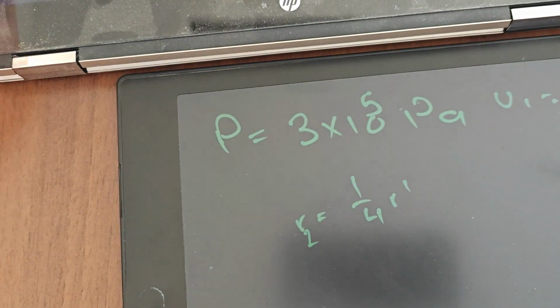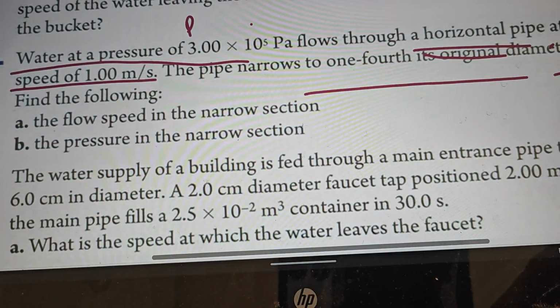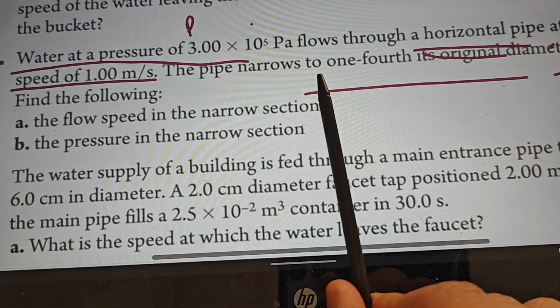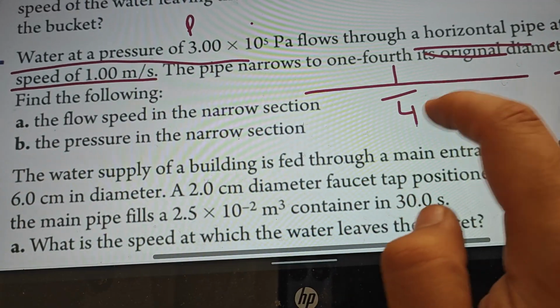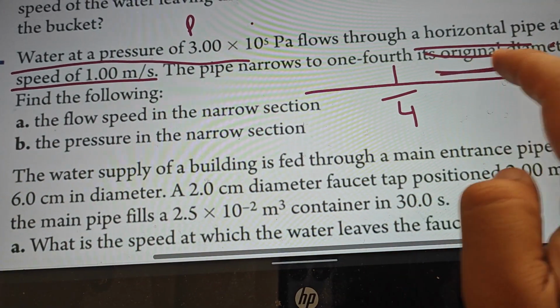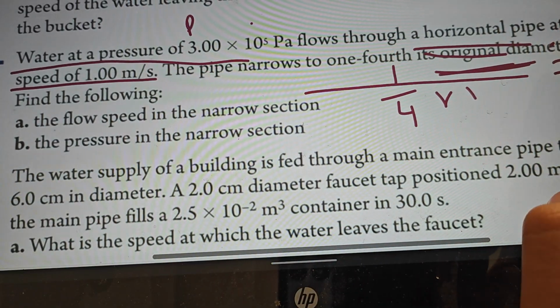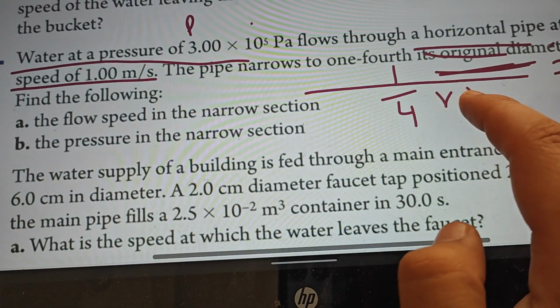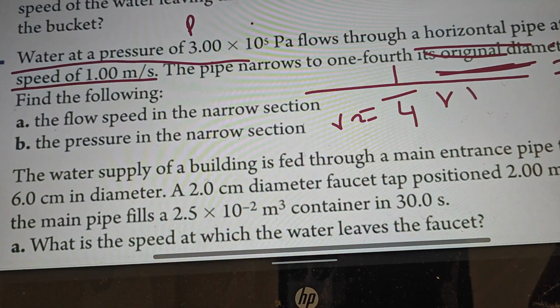In here the question said, just focus with me. The pipe narrows to 1/4 of the original diameter. Original diameter means R1. So if this is 1/4 of the original, of course this should be R2. That is, R2 equals 1/4 R1.